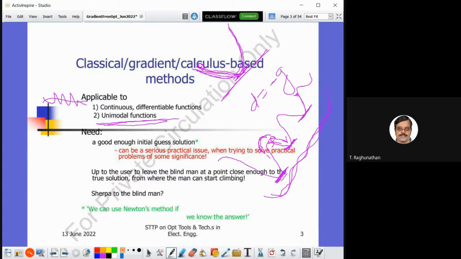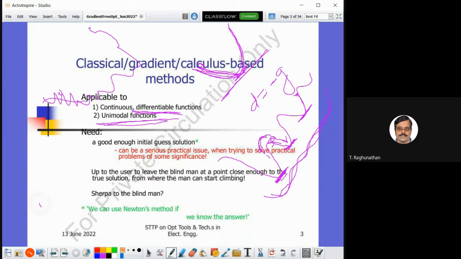If my solution space is like this, you think, if I leave him here, there is no way that he can find the slope. If the landscape is not smooth enough for him to find the slope, there is no way that he can find the slope. And what that means in terms of the maths is that the function must be differentiable. If it is non-differentiable, then the blind man cannot do anything. The hill climbing method cannot do anything. Okay, so that is one problem.